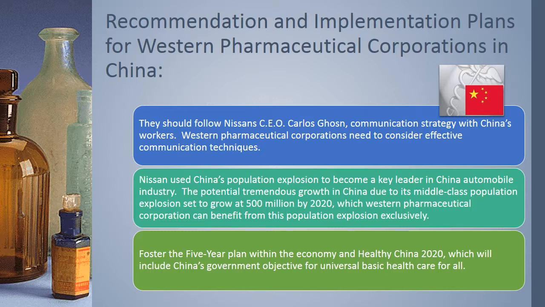Nissan used China's population explosion to become a key leader in the global automobile industry. The potential tremendous growth in China due to its middle class population explosion again is set to grow to an alarming 500 million by 2020, which Western pharmaceutical corporations can benefit from exclusively. Finally, they must foster the five-year plan within the economy and Healthy China 2020, which will include China's government objective for universal basic health care for all.